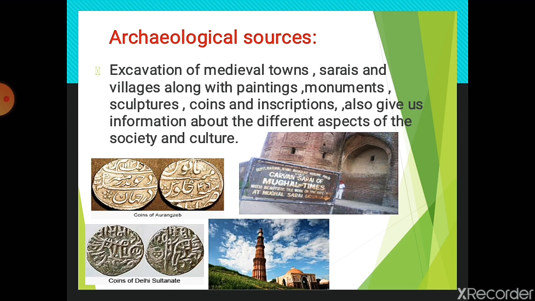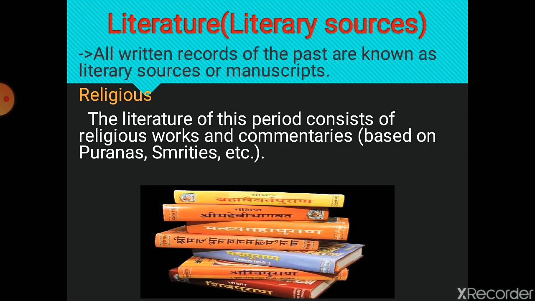So in this way, archaeological sources provide a lot of information regarding different aspects of life, society, and the cultures of the medieval period. The next one we will discuss is the literary sources, or literature. And dear student, literary sources refer to all written records of the past. Literary sources we may also categorize into different parts, and we will discuss them one by one.